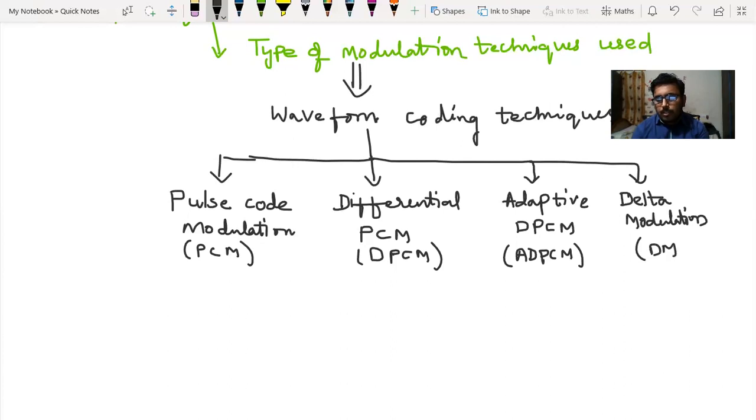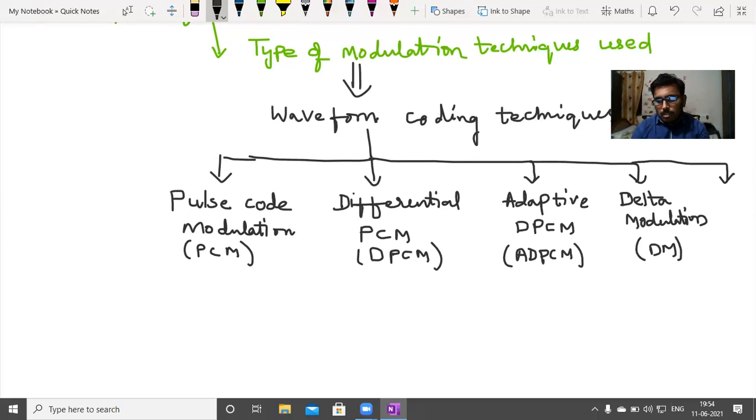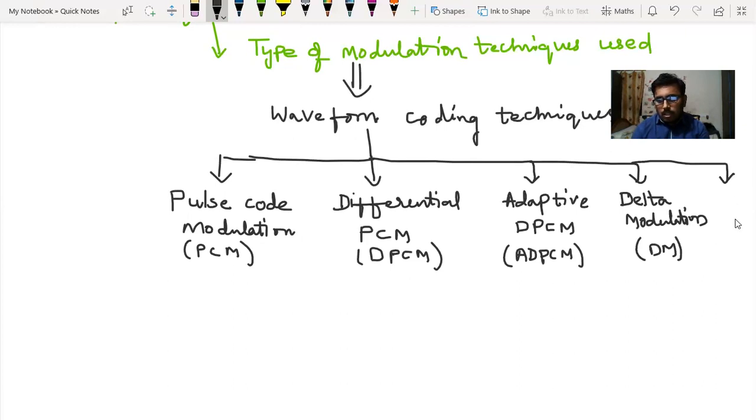And next, with respect to delta modulation, we also have one more technique, the ADM, that is adaptive delta modulation. So I can simply write it as ADM, adaptive delta modulation.